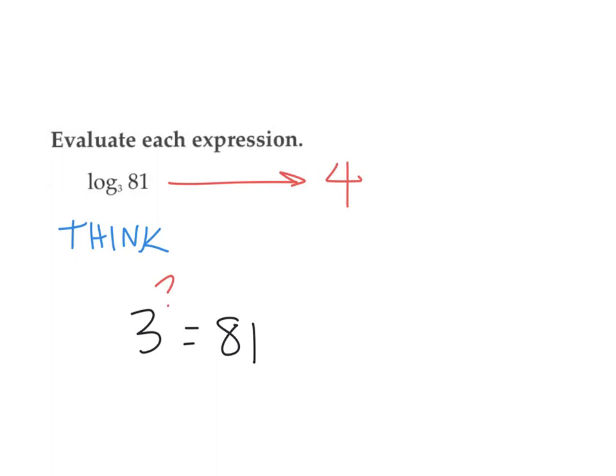So those are the three things you're doing in section 7.3. We're converting from exponential form to logarithmic form. We're converting from logarithmic form to exponential form, and then we are evaluating logarithms. Any questions about any of that? Pretty straightforward. Is that all we're doing today?